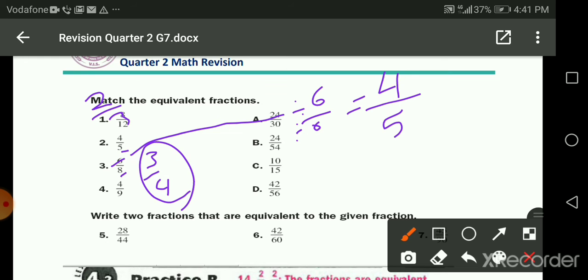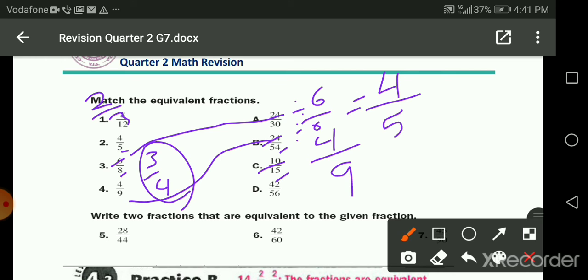24 over 54. What are the common here? 24 and 54 in table 6. 24 divided by 6 gives you 4, 6 times 4 equals 24. 54 divided by 6 gives you, remember, 9. So we have here common. What do you think? No, this is the simplest form. B will go with number 4. Look, it's very easy.